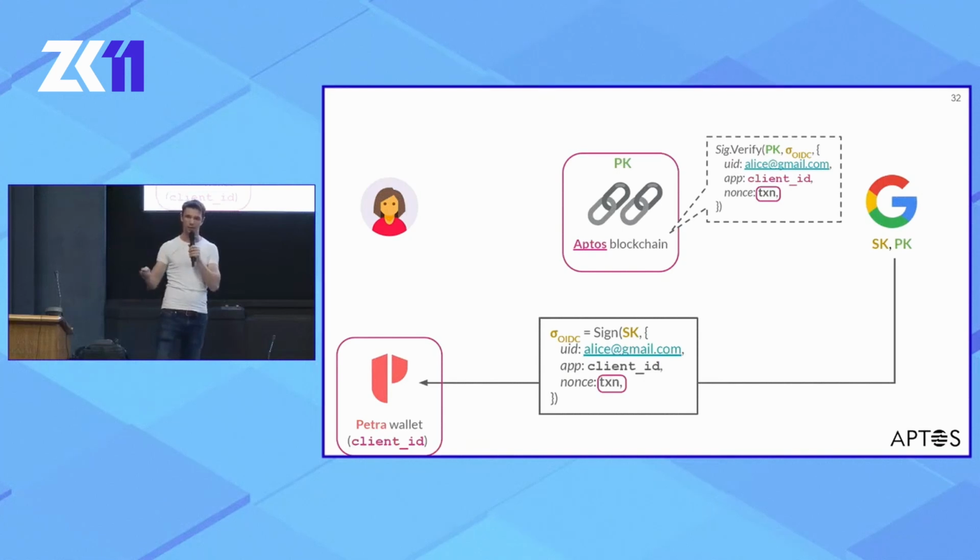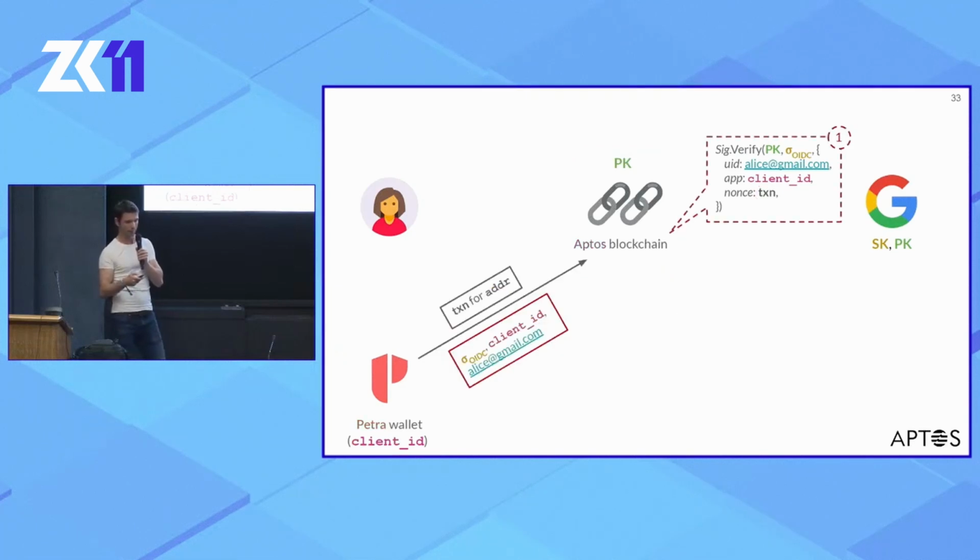The next part of the talk, I'm going to refine it a little bit since we're going to need to deal with privacy. Right, so the way it works is your wallet will sign you in, and then you want to send a transaction for your address. And you will include this OIDC signature from Google together with the application ID and your email address. So far, this is not privacy preserving, right? We're going to fix it in a second.